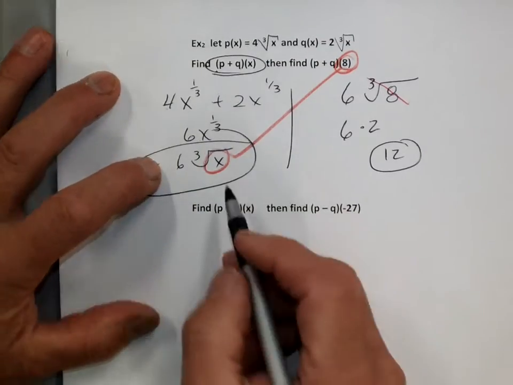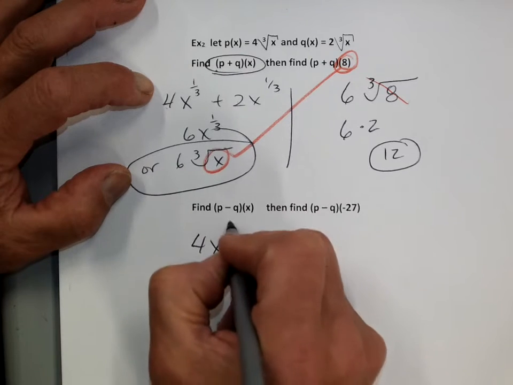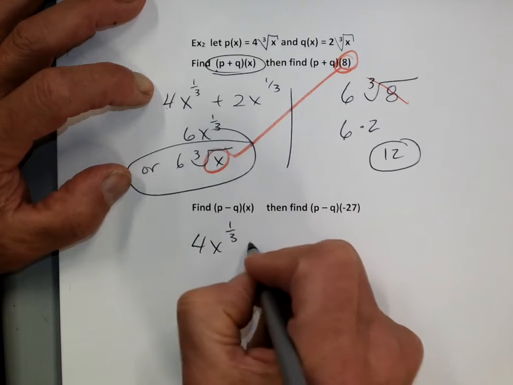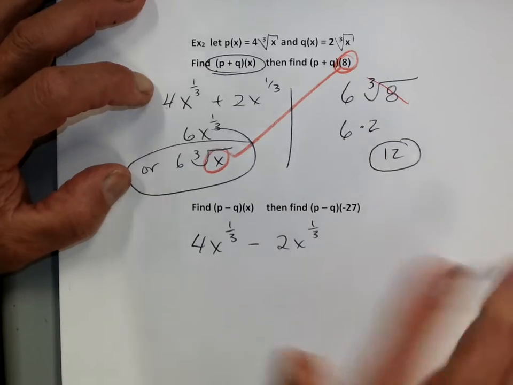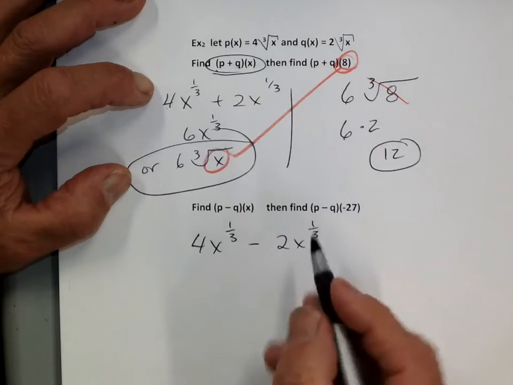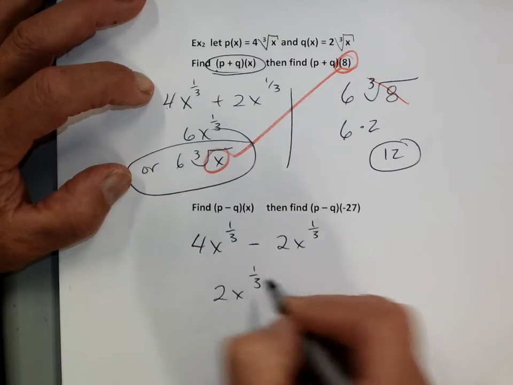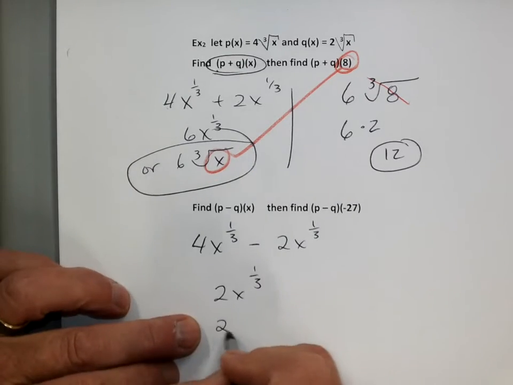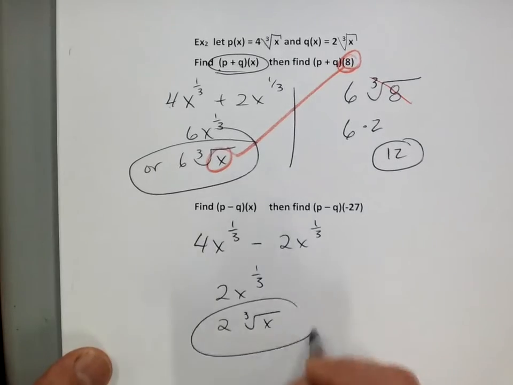Okay, now, what about subtract? All right, so I had my 4x to the 1/3, subtract a 2x to the 1/3, right? Because we're going to subtract p from q, which gives me just a 2x to the 1/3. Now, that's the same thing as 2 times the cube root of x. That's easy. That's the answer to that part.